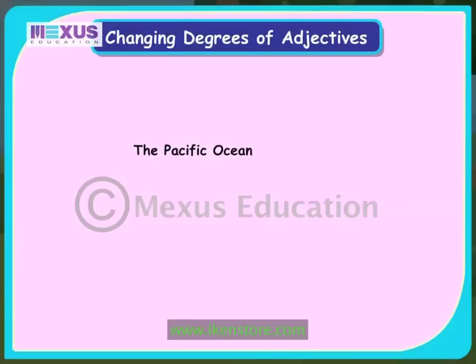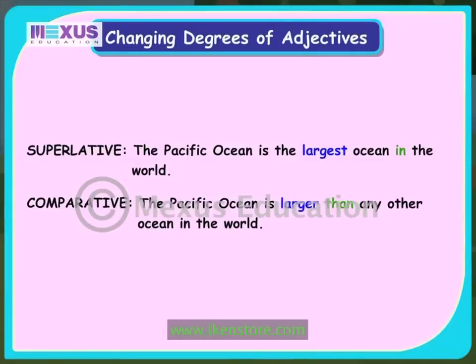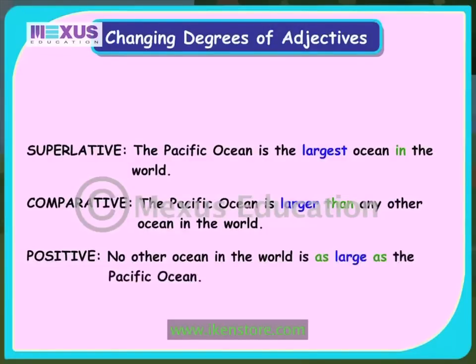The Pacific Ocean is the largest ocean in the world. Here the adjective is in the superlative degree. On changing the adjective to the comparative degree, we get the Pacific Ocean is larger than any other ocean in the world. On changing the adjective to the positive degree, we get no other ocean in the world is as large as the Pacific Ocean. Thus, in spite of changing the degree of the adjective, the meaning of the sentence in all three cases does not change.